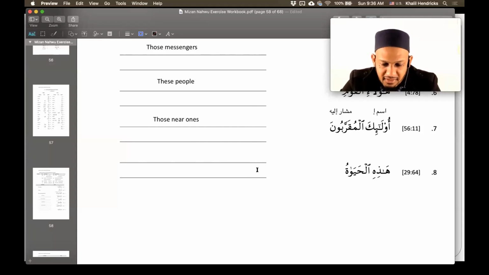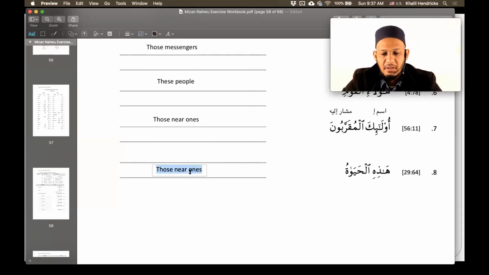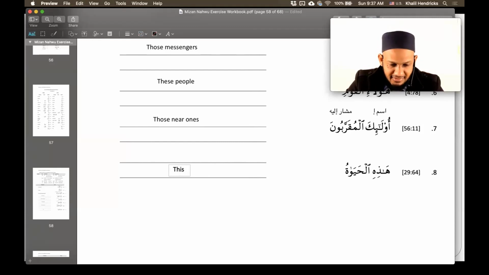Bismillah, number 8. While you're there, on the 9, Bismillah. So هذه الحياة, those lives. And then it would be al-hayat, you can translate it as life. So how do you say hadi? What does hadi mean? This. So how do you translate hadi al-hayat? This life. Good. Hadi al-hayat, this life.